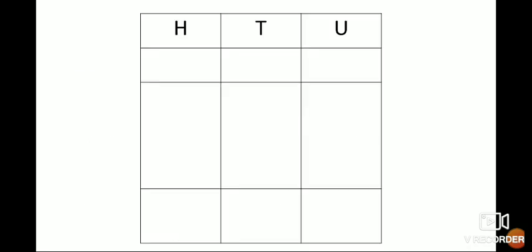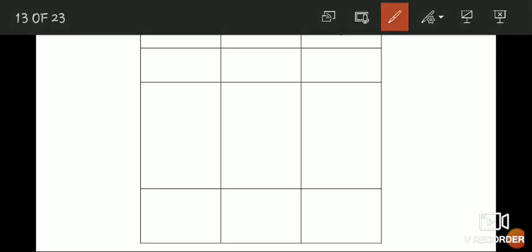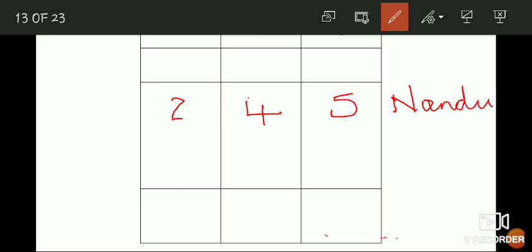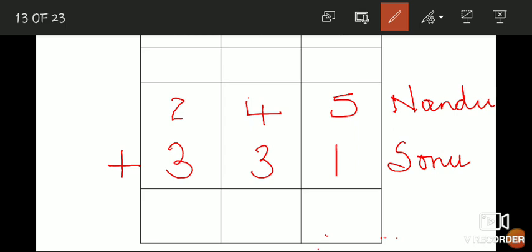So let's write here. Okay, Nandu's marks are what? 245. That is Nandu's. And Sonu's marks are 331. You can write Nandu's marks, Sonu's marks, no problem. Now they have asked you only the total of these two. So you're just doing the total of these two.